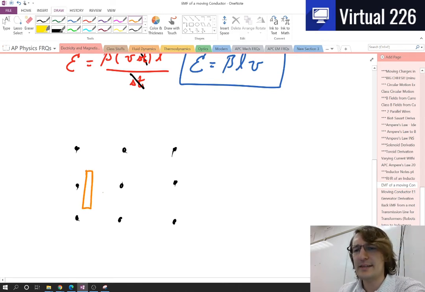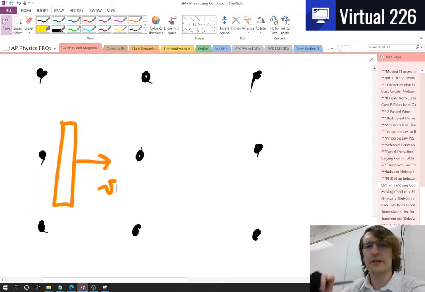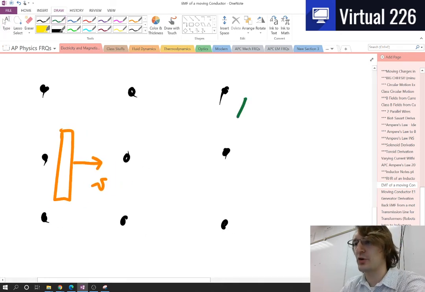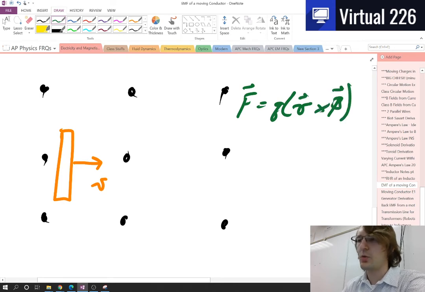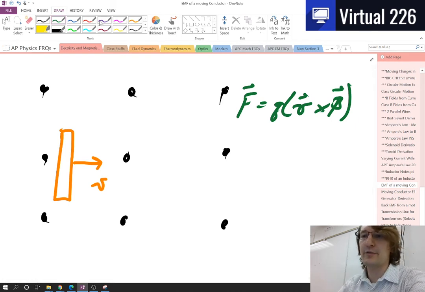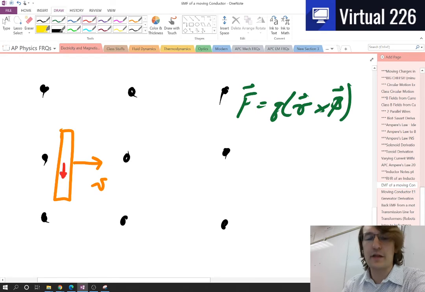As this metal rod is moving through the B field with some velocity, what is the force acting on the charged particles inside that rod? If we look at F equals QV cross B, the force acting on the positive particles here would be V going to the right, B is out of the page, so I go V cross B. There's going to be a force acting down on the positive particles.